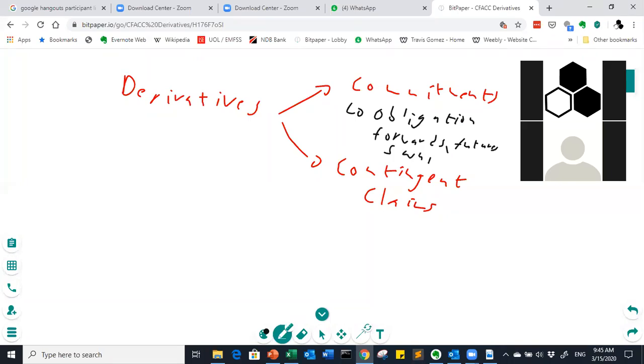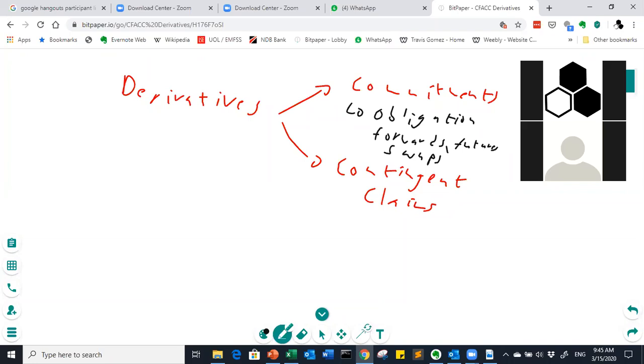Let's take an example. Say you're a manufacturer, and a key input you need is a supply of oil. You're worried because, for your future orders, you need to secure some oil, but the danger you face is that you're not sure what the price of oil will be a month from now. Because of that, you can use derivatives to hedge your risk.